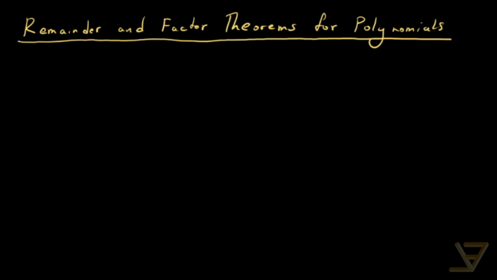Hi everyone, let's talk about the remainder and factor theorems for polynomials. We're going to start off with the polynomial f with coefficients in the field capital F, and capital F can be anything like the rational numbers or the real numbers or the complex numbers. You can safely assume that it's one of these three.